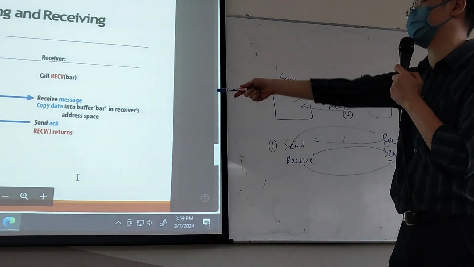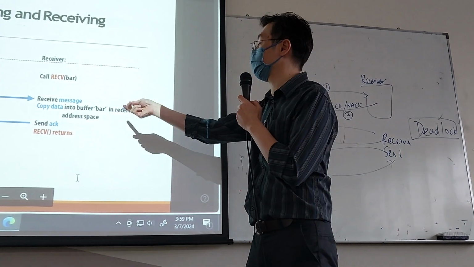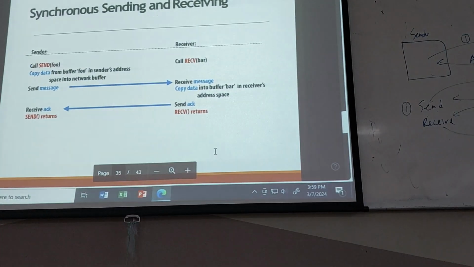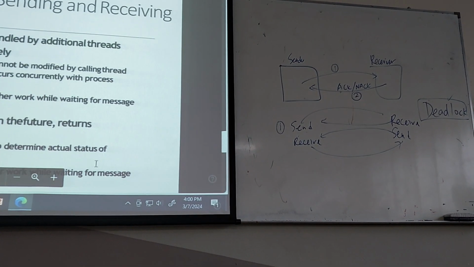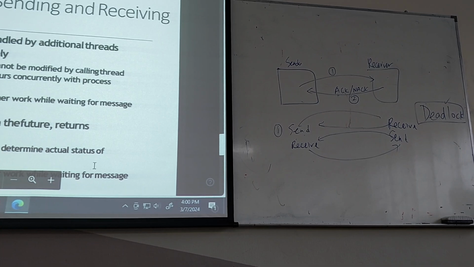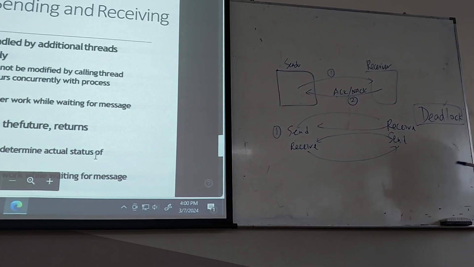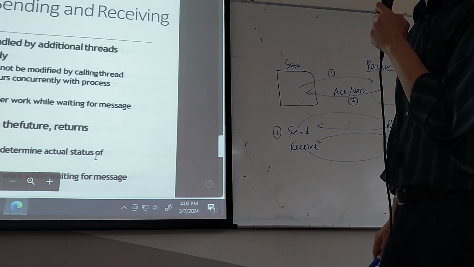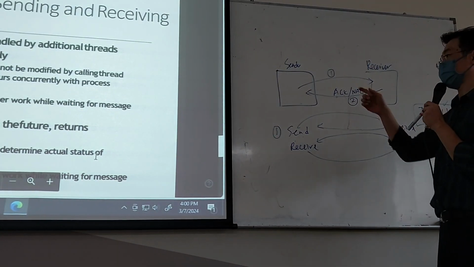This is the one that I mentioned just now. I've shown you this picture, step number 1, step number 2. You have to send a message and then receive the acknowledgement before you can proceed. Otherwise, you wait. That is synchronous sending and receiving. Now, a solution to this kind of problem is to use asynchronous sending and receiving, or asynchronous communication.